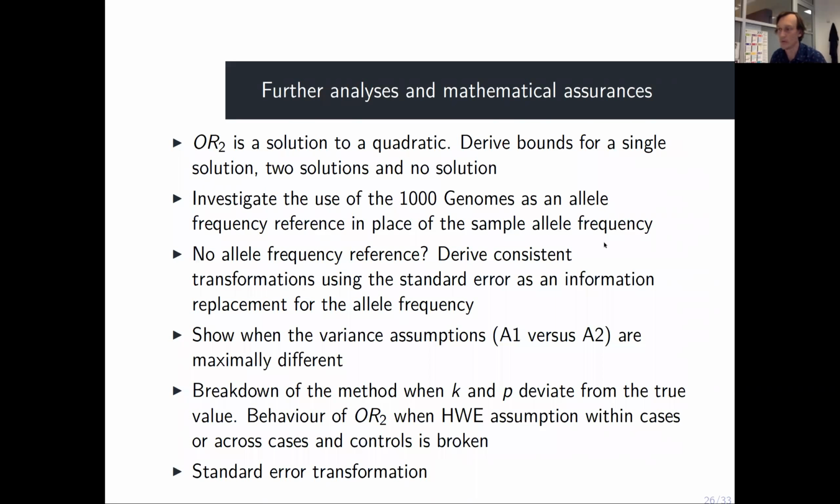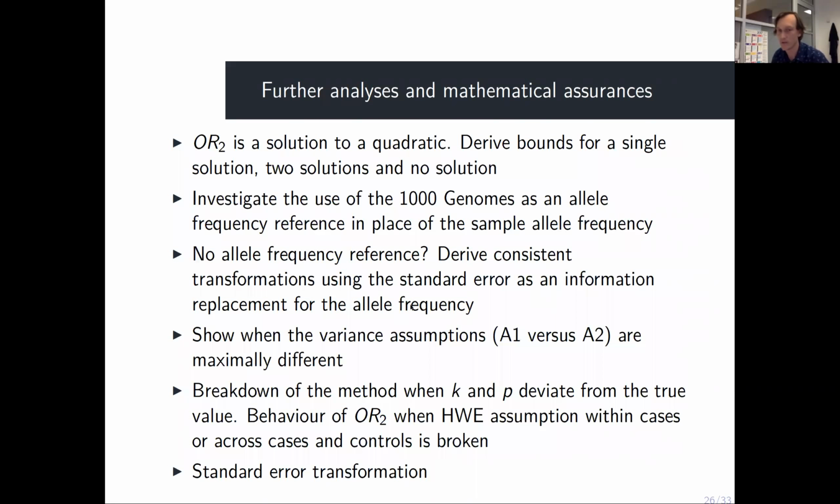So we do all the simulations with that assumption again. If you don't have an allele frequency, we also derive consistent transformations using the standard error. You might imagine that you don't have a good allele frequency reference, and so you might have the standard error of the effect. So you can actually get at a transformation that's equal to the OR1 and OR2 by using the standard error as a replacement for the information of the allele frequency.